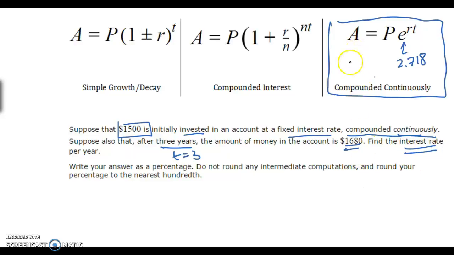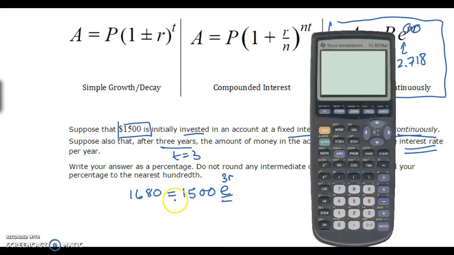So here's a situation where we have a formula with 4 unknowns, and they're telling us 3 of them. We know that the amount after a certain amount of time is $1,680. We know the initial amount was $1,500, and it's e to the I don't know how much, but the number of years was 3. So instead of saying r times 3, I'm going to say 3r. And now I'm just going to solve this equation. So I've got to get this thing by itself. So I'll kick this off by dividing both sides by 1,500.